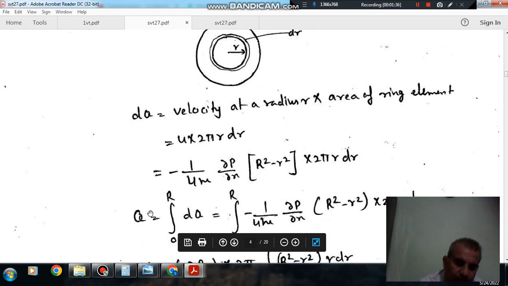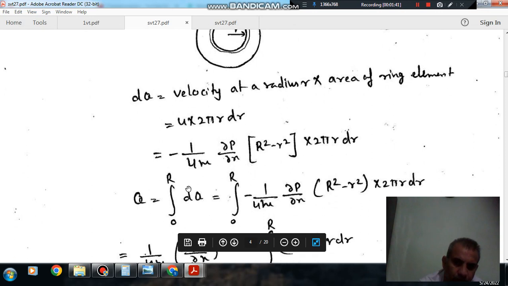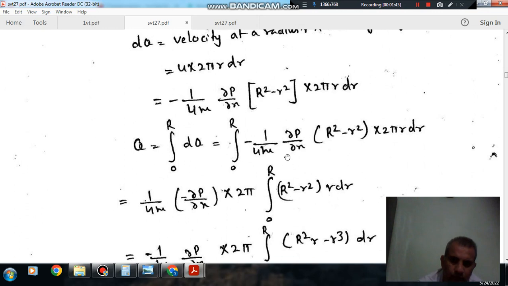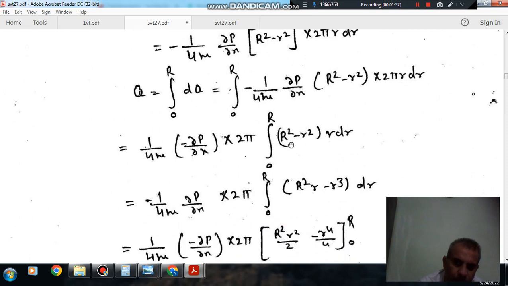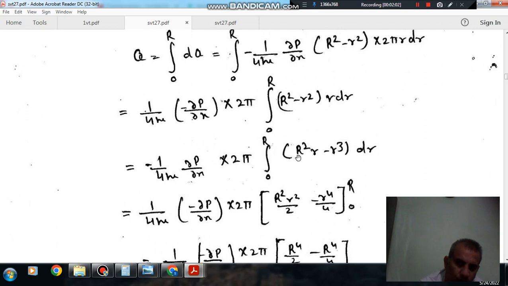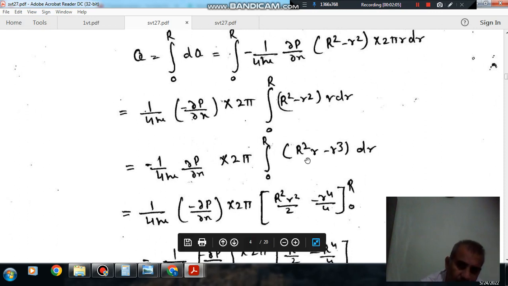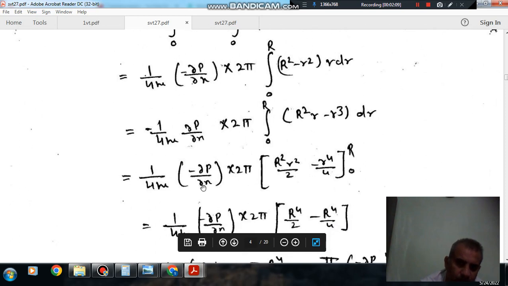Now to find out the total discharge, integrating this from 0 to R. So this is your dQ and its integration is from 0 to capital R, the outer radius. Now 4 mu is constant, ∂p/∂x is constant, 2 pi is constant, so the integrand is (R square minus r square) into r dr. Giving the integration, this is R square r minus r cube, so its integration will be R square into r square by 2 minus r to the power 4 by 4, where the limits are R and 0.